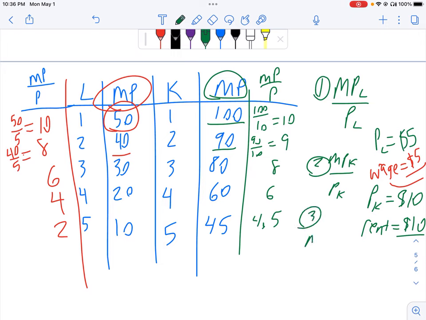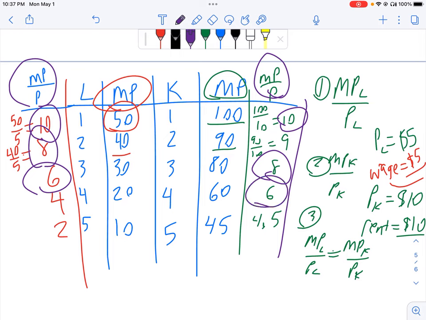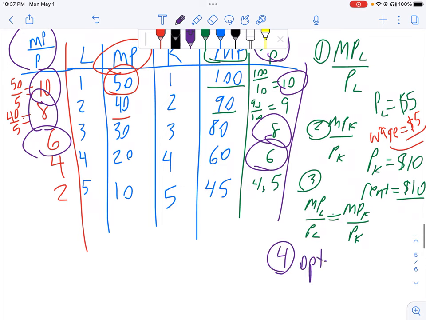Step 3 would be figuring out wherever they are equal. I highly suggest that you circle wherever their marginal product divided by prices are equal. So, for example, I have a 10 and I have a 10. Notice that I'm doing the marginal product divided by price equal to the marginal product divided by price. So 10 and 10. Do I have an 8? Yes. Do I have a 6? Yes. Do I have a 4? No. Do I have a 2? No. So these are our options.